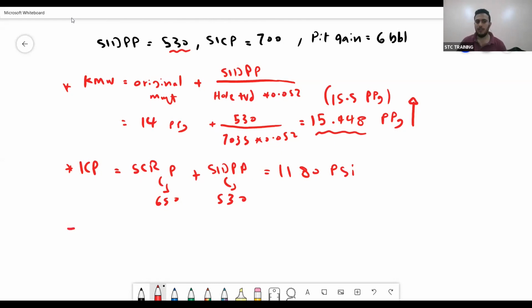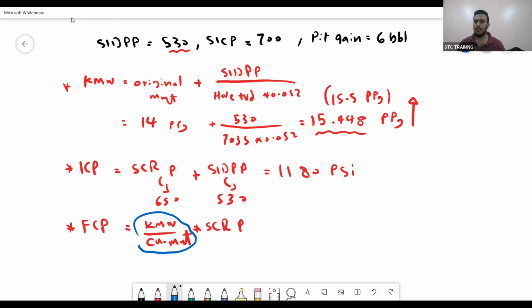Then here for FCP, final circulating pressure will equal kill mud weight over current mud weight times SCR pressure. Okay, so here we have kill mud weight over current mud weight times SCR pressure. Say the answer will be 223.45. Say, okay. So this value of FCP or final circulating pressure need to be rounded up or down, guys?